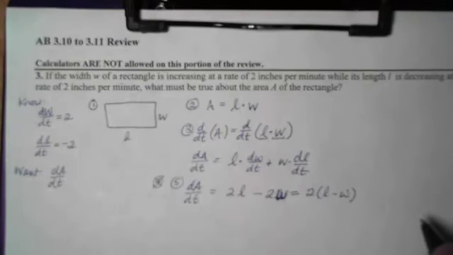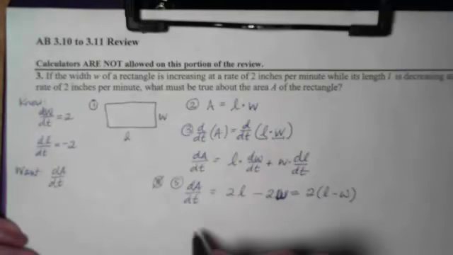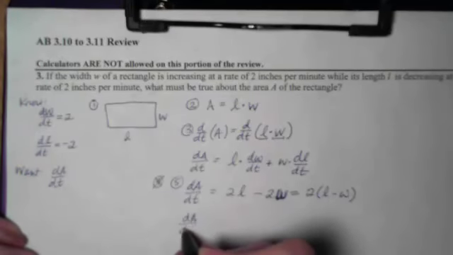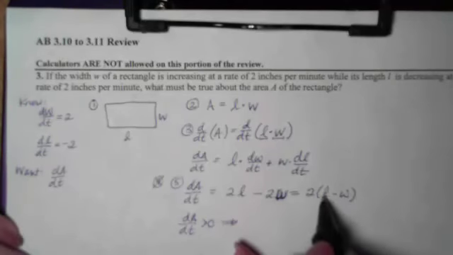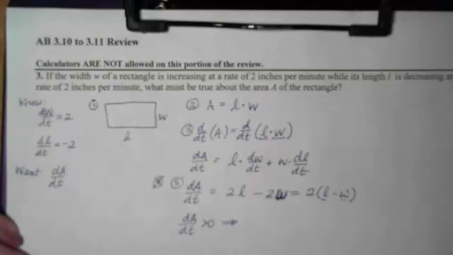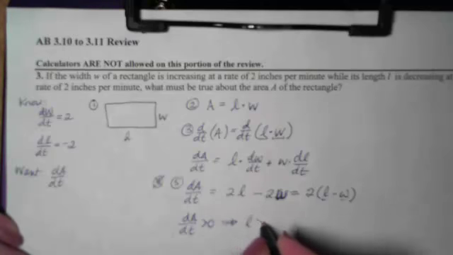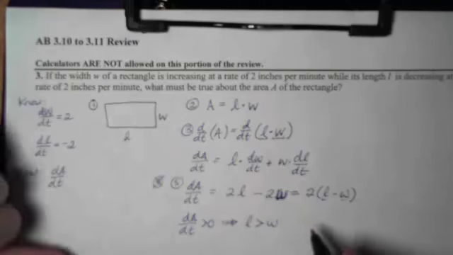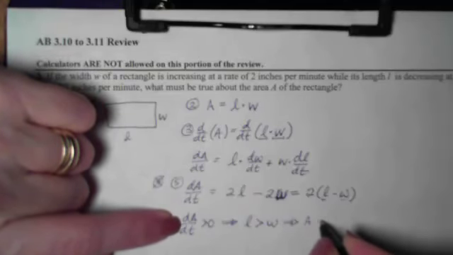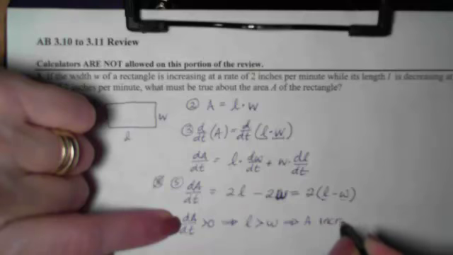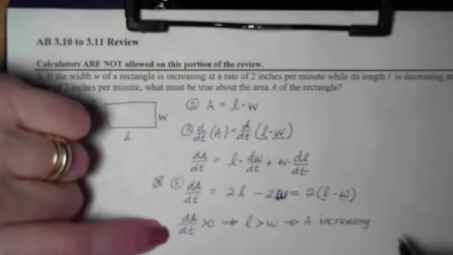Now, looking at this, I have several things that could happen with this dA/dt. I could have dA/dt be positive, and that's going to happen when this L is larger than this W, because then L minus W would give me a positive number, and a positive times a positive will give me a positive. So this will happen whenever L is greater than W. And if dA/dt is positive, that means A will be increasing. If its rate of change is positive, then A will be getting larger.